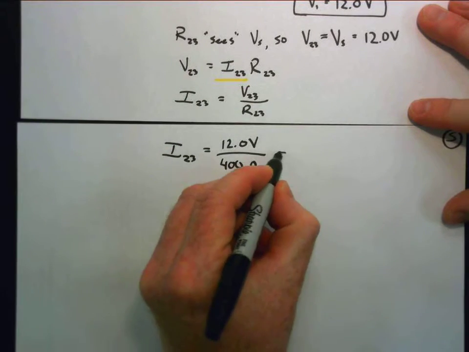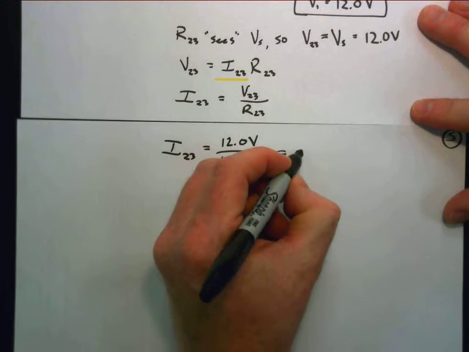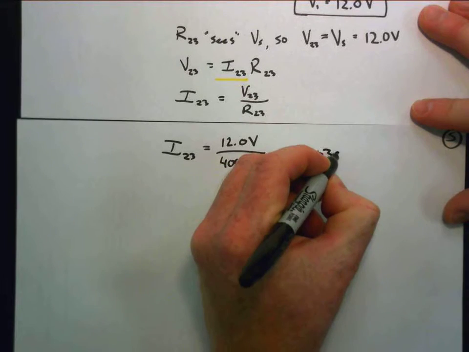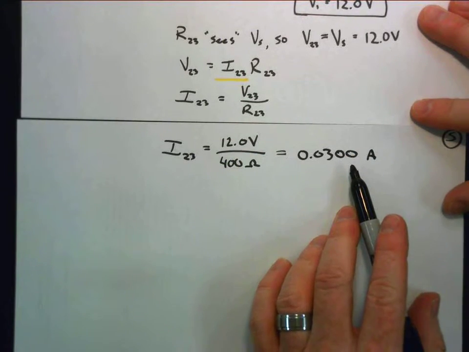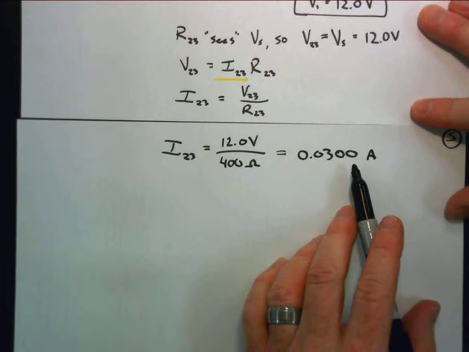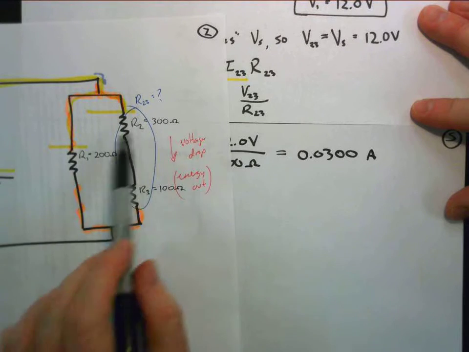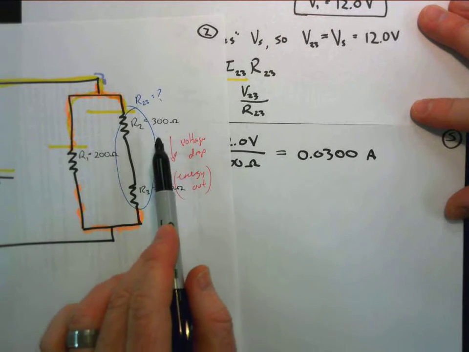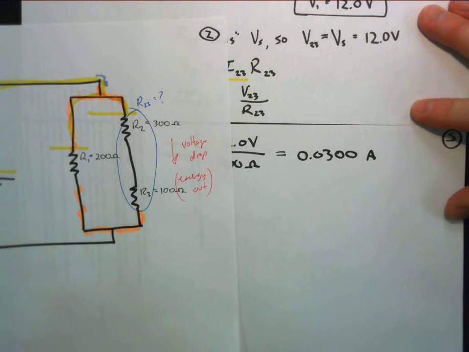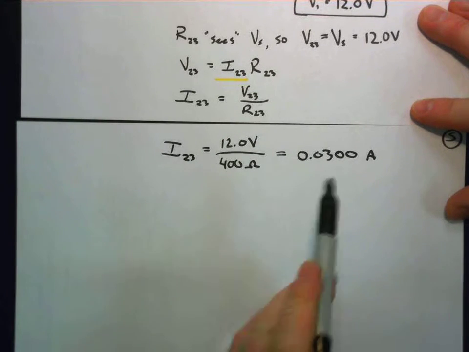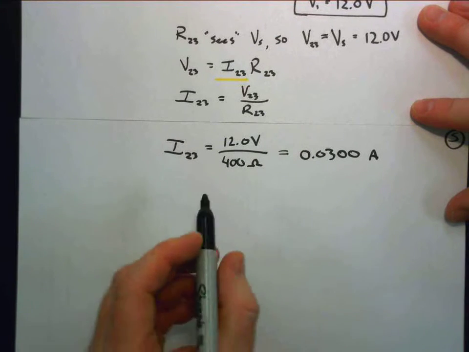Okay, so the current through 2,3 is 12 divided by 400, and that's 0.0300 amperes. So you might wonder why those trailing zeros, significant figures. If I take each of these resistor values to be 3 sig figs, technically they're not. But then I also have a voltage source of 3 sig figs, and I'll just maintain 3 significant figures for all my answers. It's very straightforward.